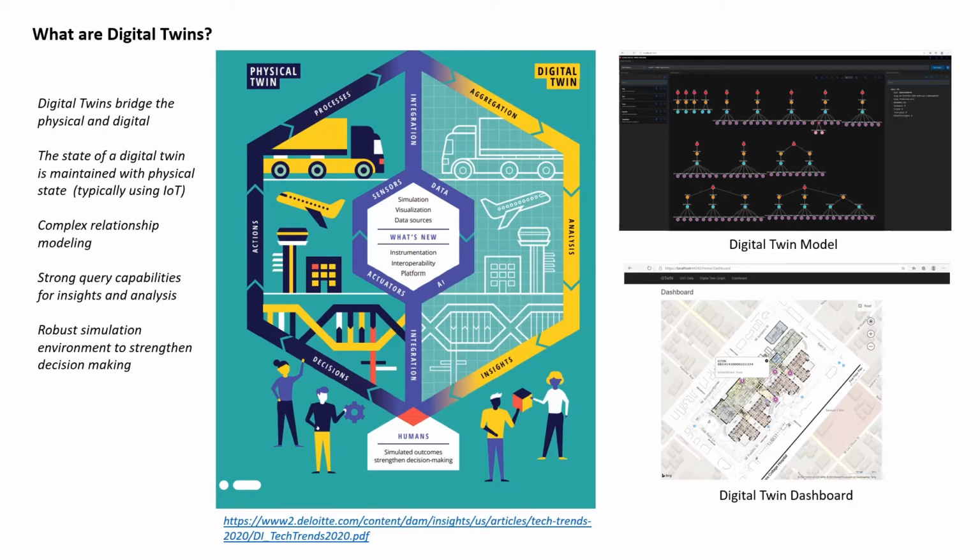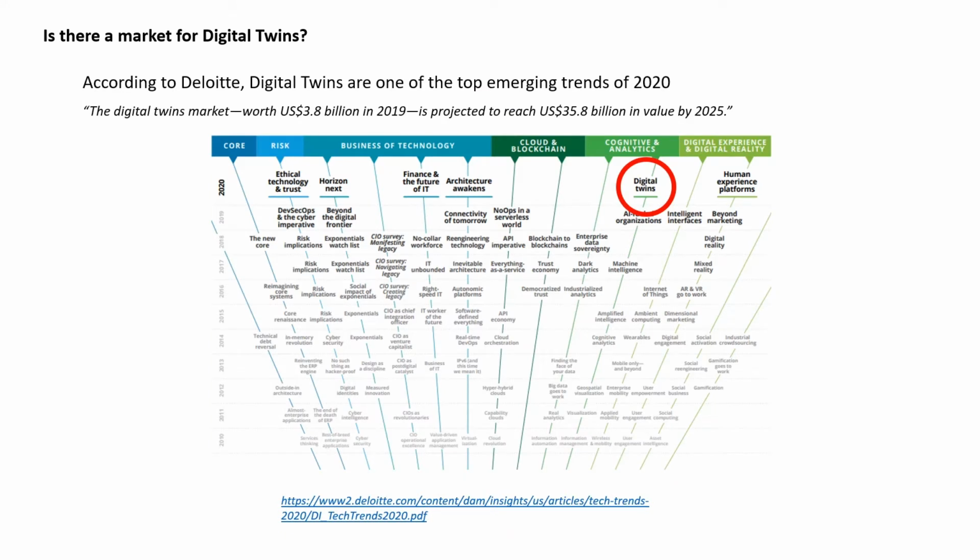The state of the digital twin is maintained alongside the physical state, typically using IoT. Complex relationships are modeled, strong query capabilities provide insights and analysis, and it is a robust simulation environment which can strengthen decision making. The digital twins market, worth $3.8 billion in 2019, is projected to reach $35.8 billion in value by 2025. Deloitte also considers digital twins to be one of the top emerging trends of 2020.